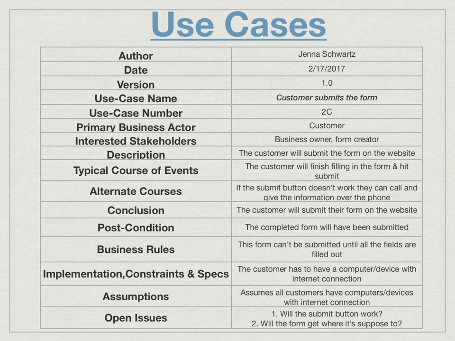So essentially what's going to happen here is the customer will finish filling in the form and they will hit submit. The alternate course, of course, they can again call the business and get this information over the phone, which they can also do if they go to click submit and they do have all boxes filled in and the submit button is not working. Then of course call and let the business know.